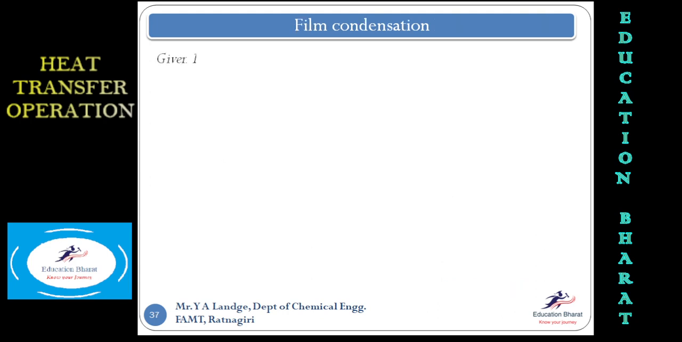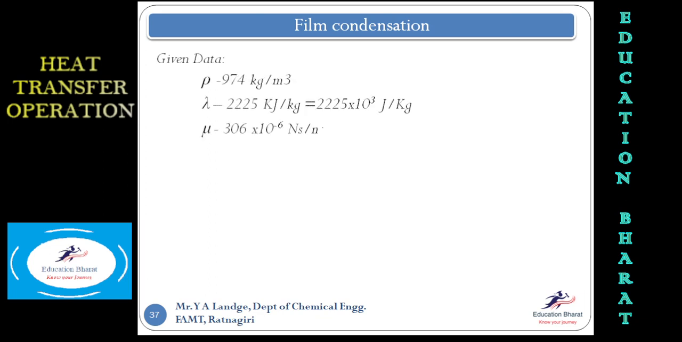First, let's see the given data. We will write all the given data, and there is one conversion needed because the lambda value, latent heat of condensation, is given in kilojoule. We need to convert kilojoule into joule by multiplying by 10 raised to the power 3, that is 1000, so that we get the term in joule per kg. The identical unit is very important.